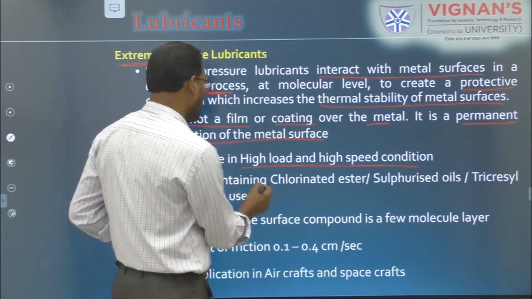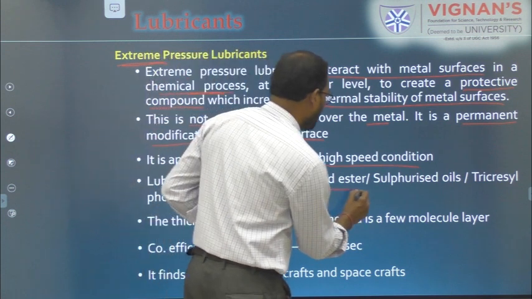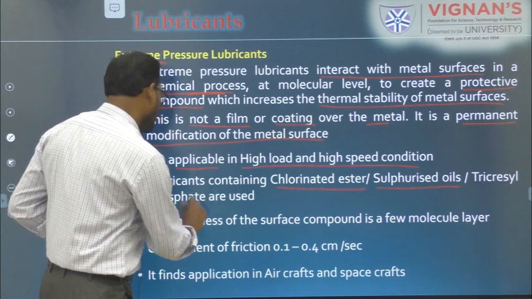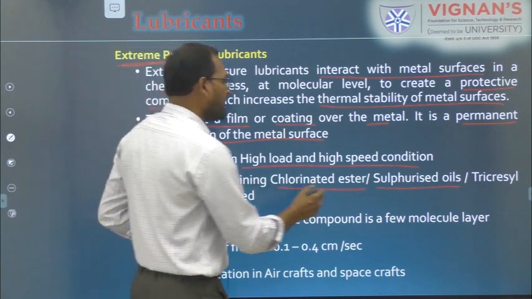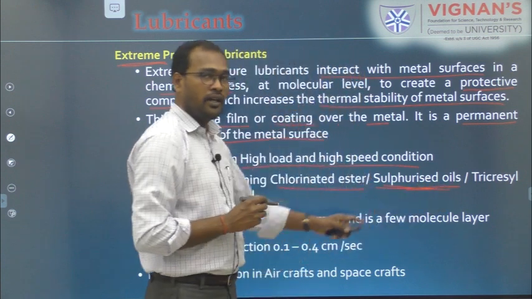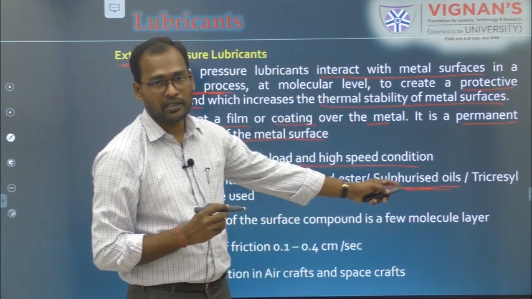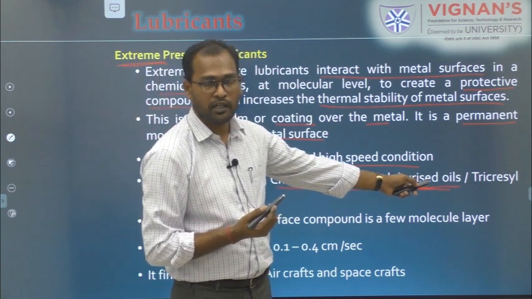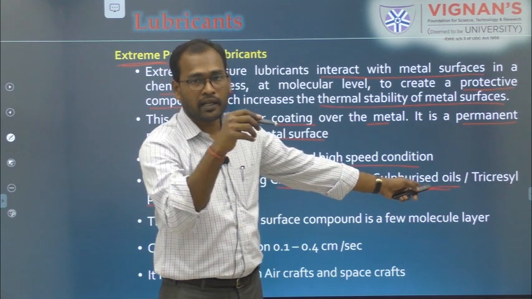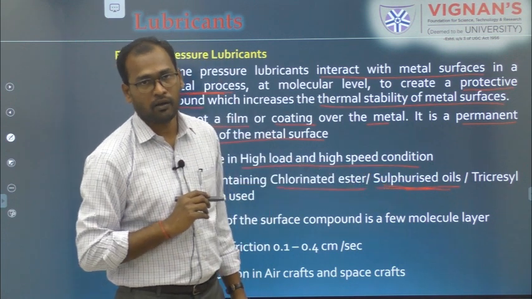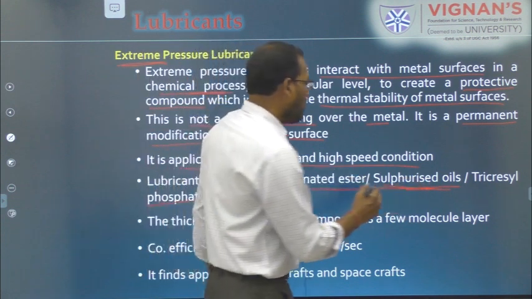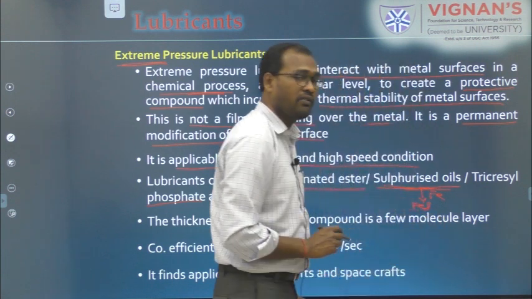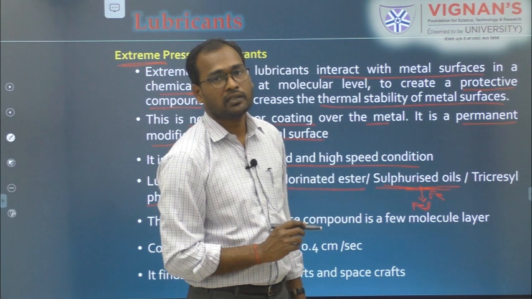Some examples of extreme pressure lubricants are lubricants containing chlorinated esters, sulfurized oils, and tricresyl phosphates. For example, if you apply a sulfurized oil to a metal or iron surface, the iron reacts with the sulfur present in the material and forms iron sulfide, and that iron sulfide acts as the lubricant. So one example is sulfurized oil: if it reacts with iron, it forms iron sulfide, and this iron sulfide acts as the lubricant.